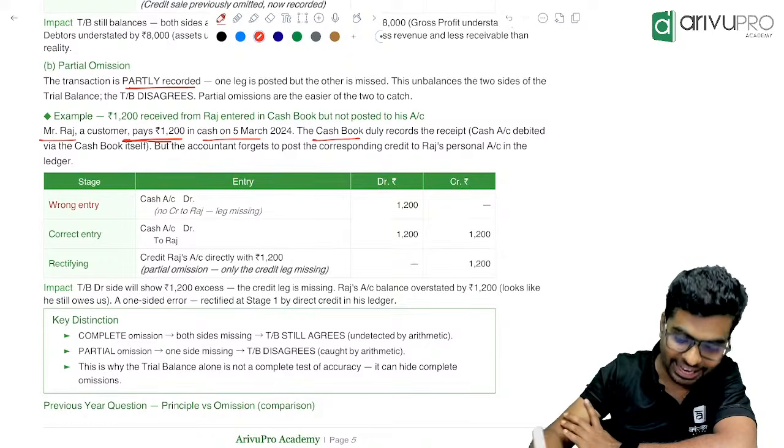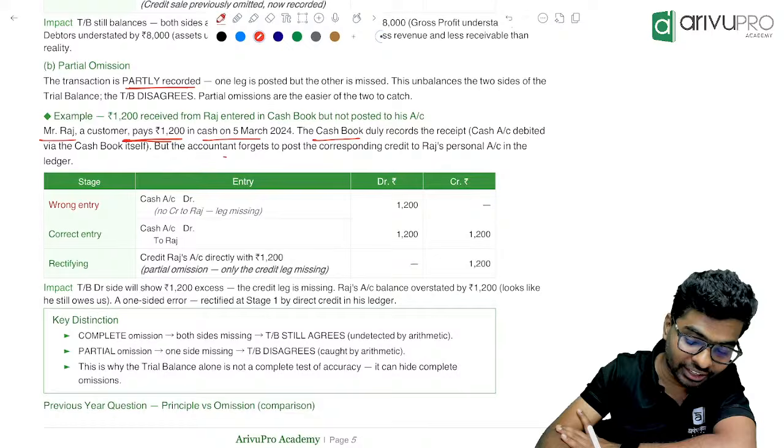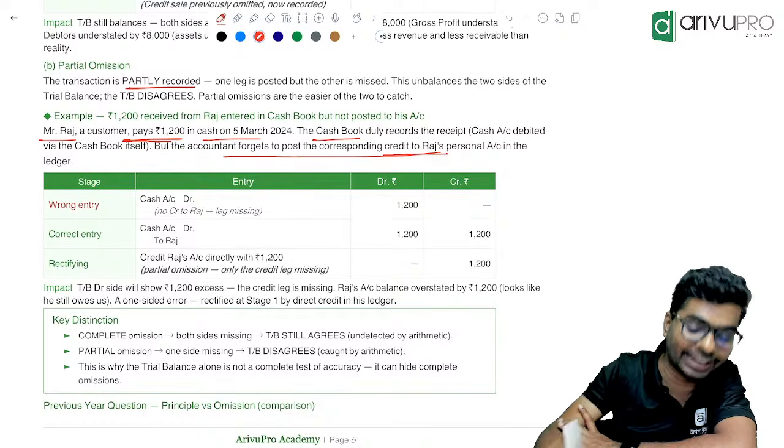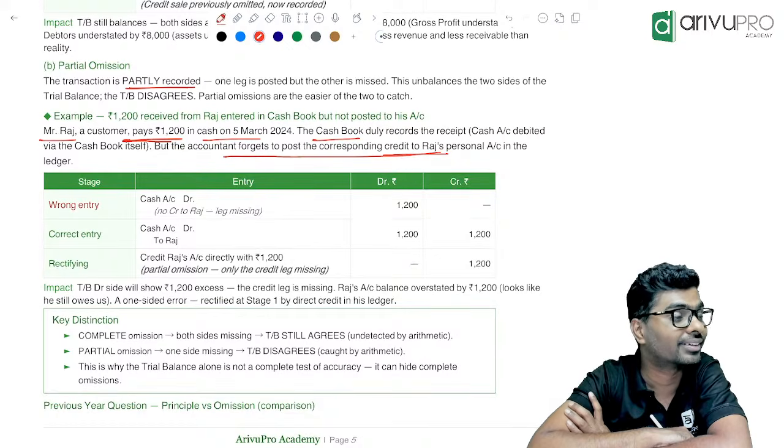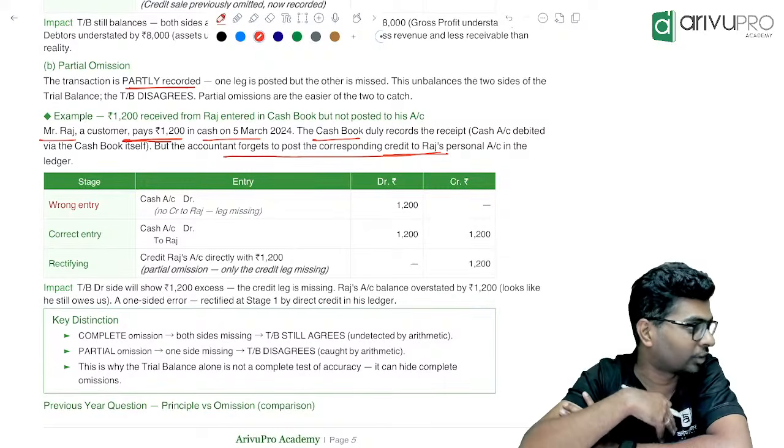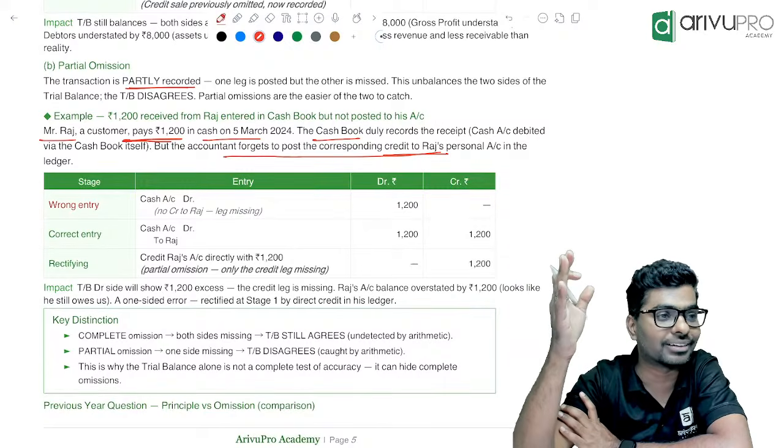Now, whereas the accountant forgets to put the corresponding credit to Raj. He wrote the receipt like what we did chapter wise.